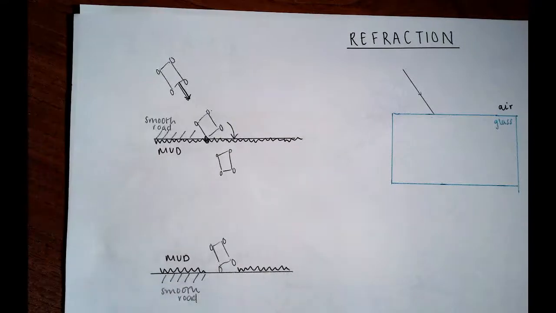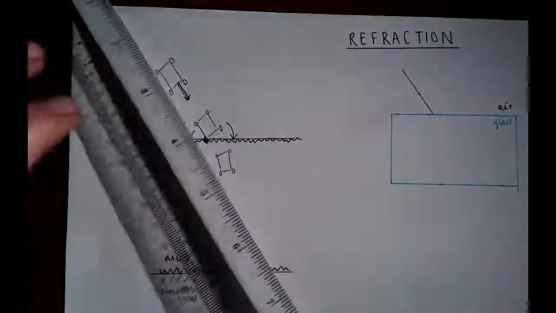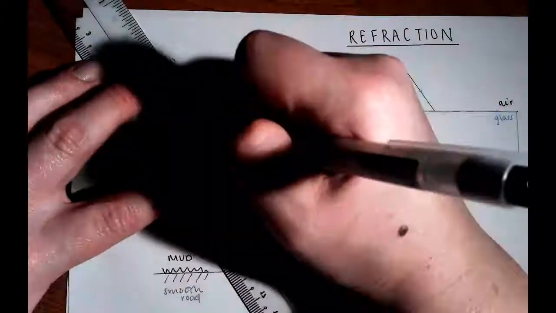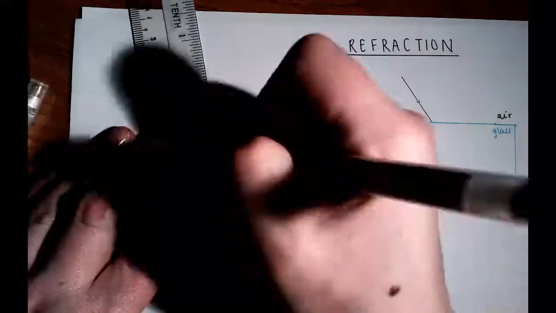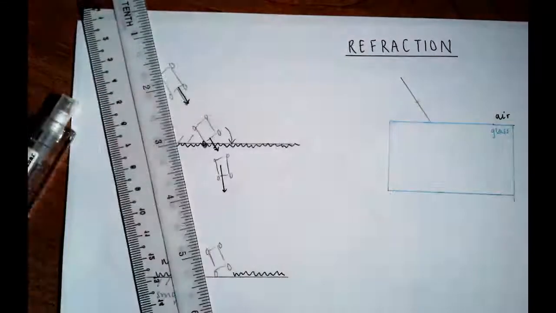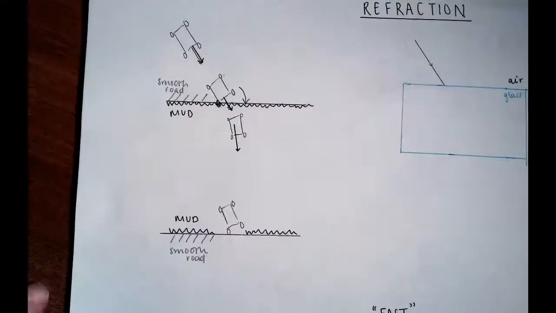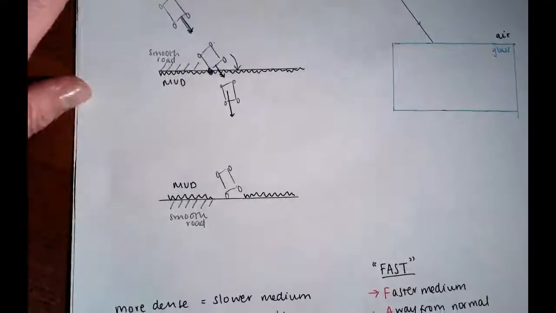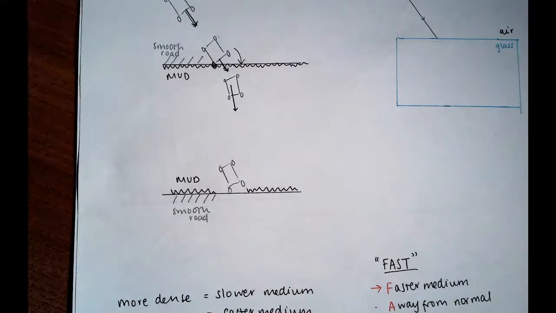And instead of the light travelling, let's make sure it looks parallel. Instead of the light travelling in this direction, it's now going to travel in this direction. Okay, so there's been a bend. And now it travels through the mud, and sometime later it reaches a smooth road again. Okay, so all the wheels are travelling in the slow mud. Mud generally slows things down.